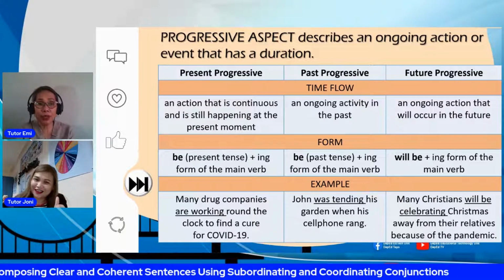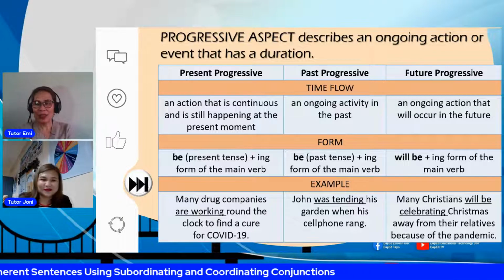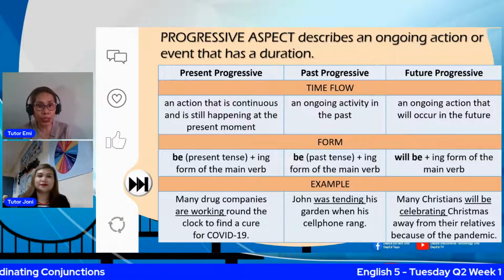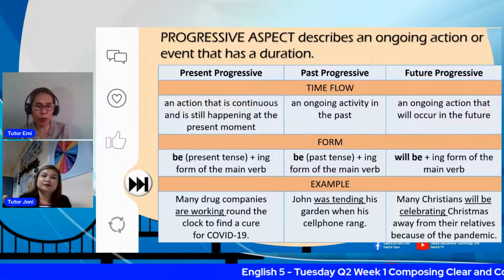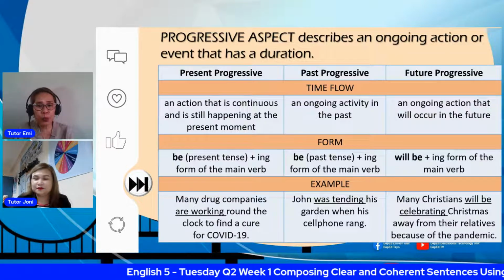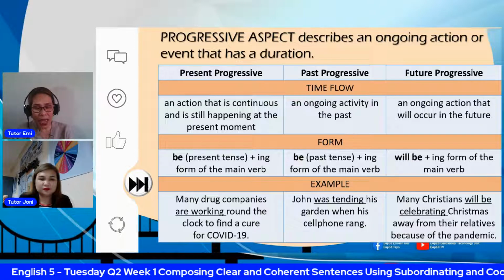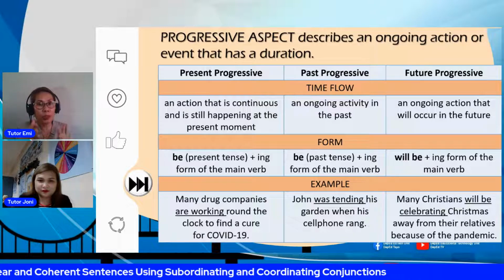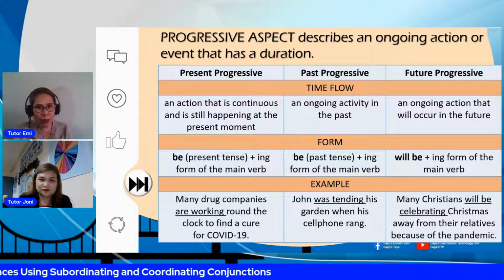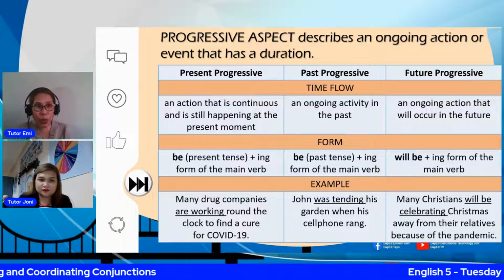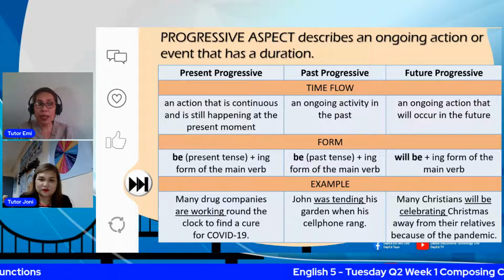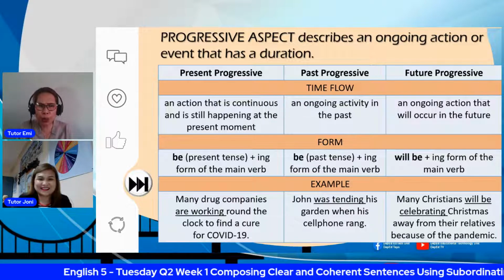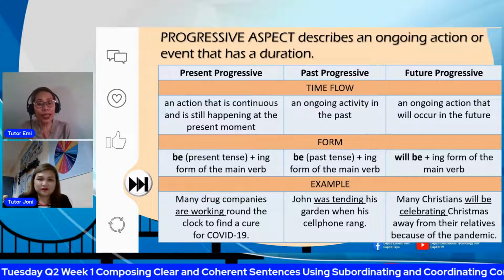And the past progressive, that's good. Very good. The past progressive, an ongoing activity in the past. So we have the form be, in the past tense, plus the ing form of the main verb. Example, John was tending his garden when his cell phone rang. So we have there was as the be form because it's past tense, and then tend with ing, so it's tending. So in the past progressive tense, the main verb is paired with the past tense of the verb to be, so was or were, to show that the action occurred continually in the past.